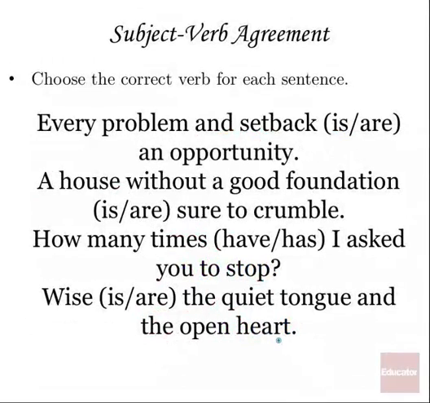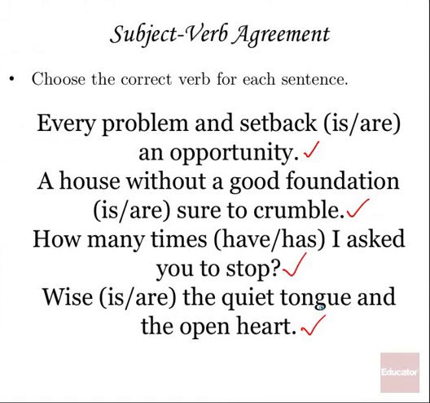All right, see if you can choose the correct verb for each of these sentences to make sure that the subject and the verb agree. Every problem and setback is or are an opportunity. A house without a good foundation is or are sure to crumble. How many times have or has I asked you to stop? Wise is or are the quiet tongue and the open heart.